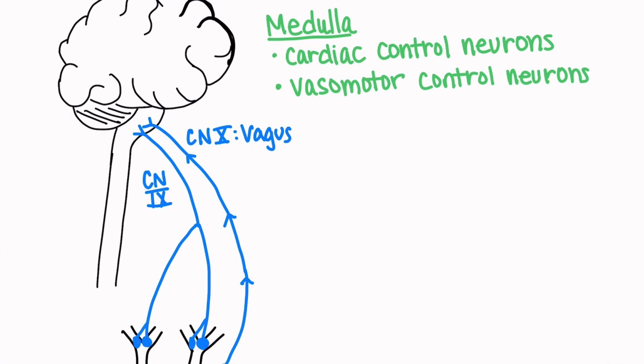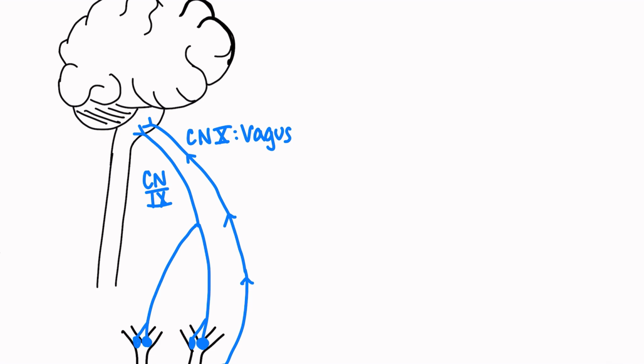Pretty cool, right? So the brain is going to get to have input both on heart rate, contractility, as well as vasoconstriction. So the medulla oblongata is where we have our cardiovascular control centers. So we have cardiac control neurons.